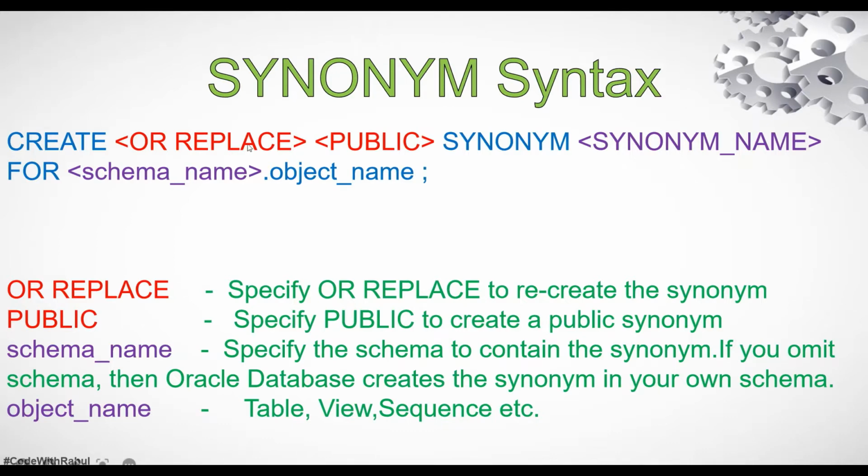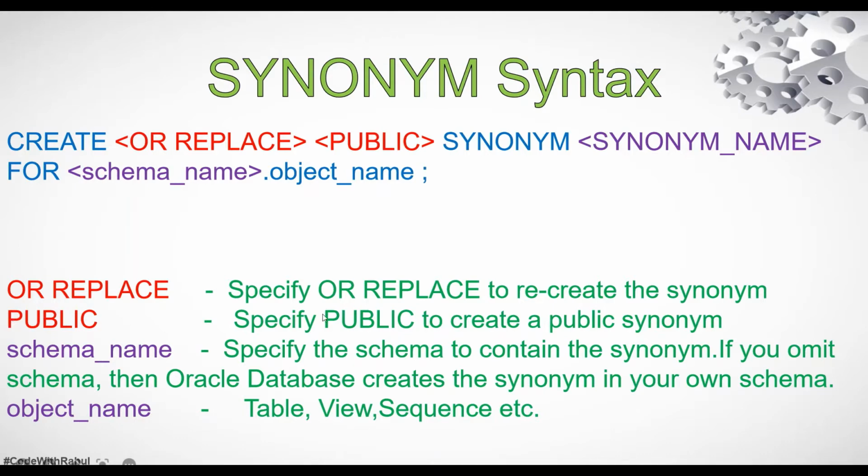Create or replace public synonym name for schema name dot object name. So you can see the OR REPLACE. Why have I used it? Specify OR REPLACE to recreate the synonym. It's colored in red because the OR REPLACE keyword and PUBLIC are not mandatory. We can skip that. If we do not use the OR REPLACE keyword, it will just create, and we will not recreate the synonym. We have to drop it and then create it.